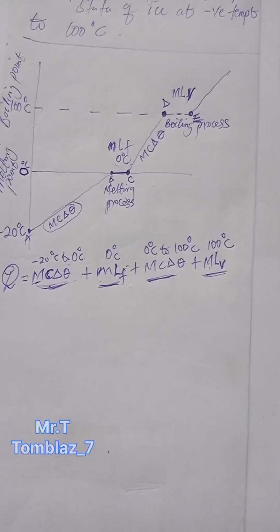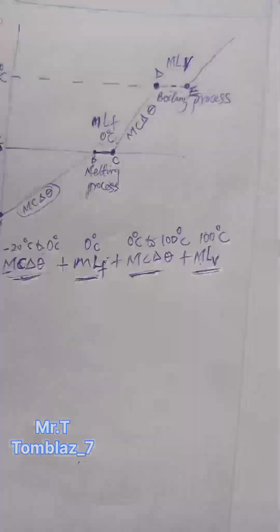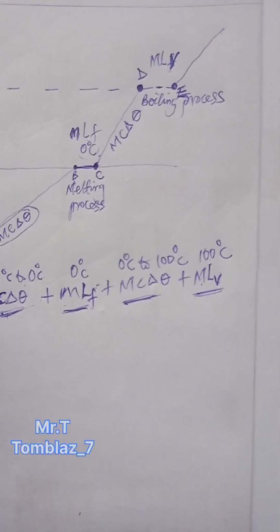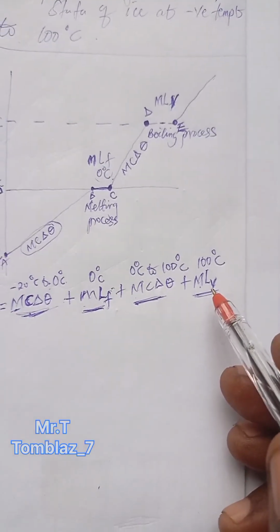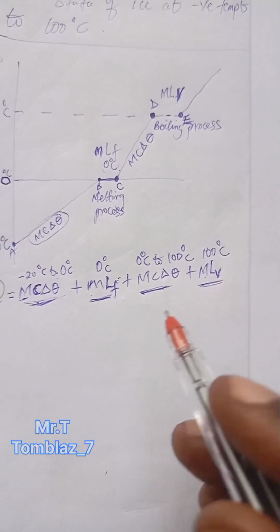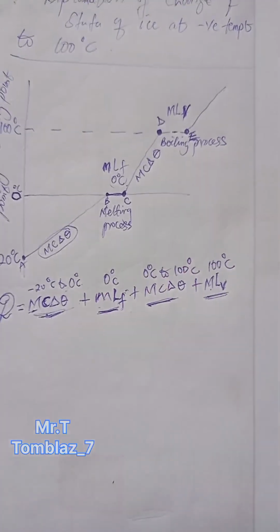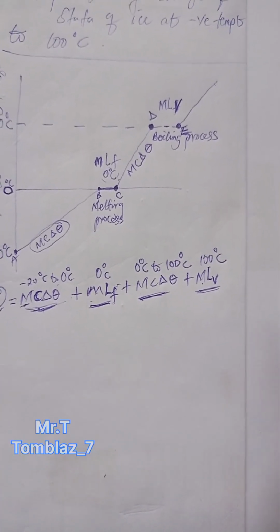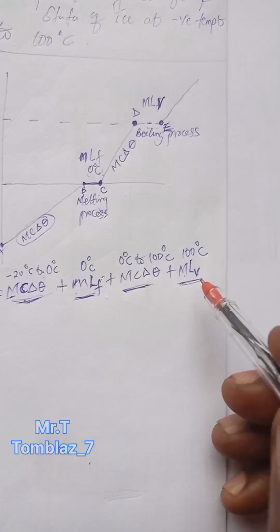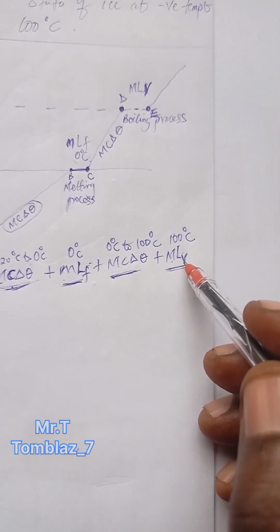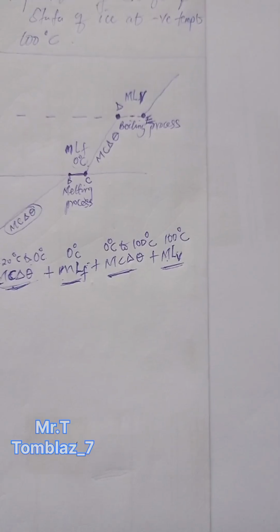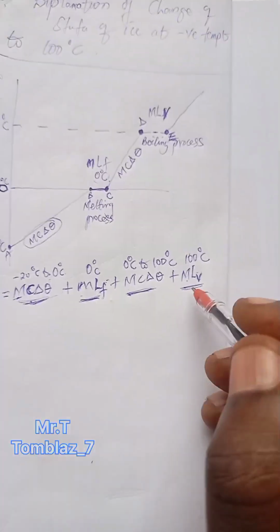The last but not the least is this. It is the heat change when the water, that's liquid now, changes from liquid water to gaseous water, that's vapor now, at the same temperature of 100 degrees centigrade, that is boiling, right? So the boiling process takes place here.